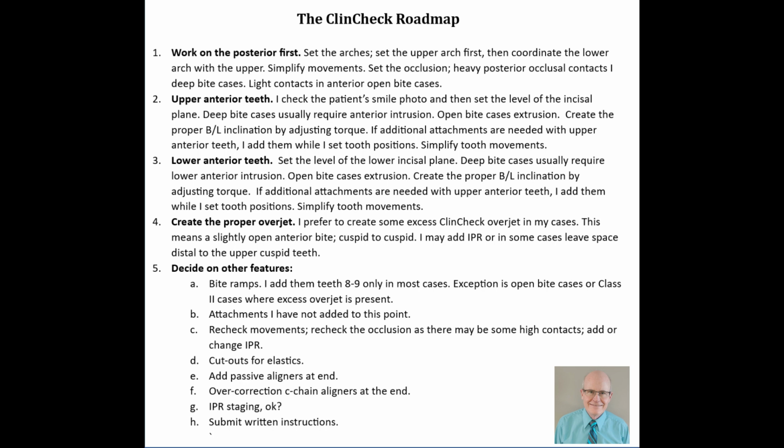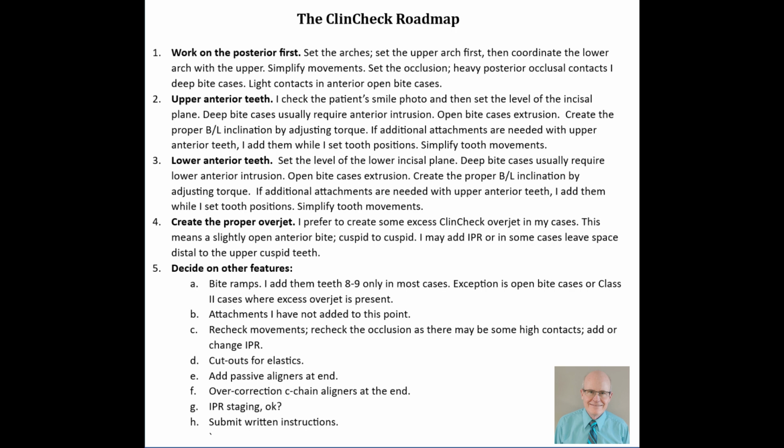So now the anterior teeth are all aligned, the incisal planes are all set, the posterior occlusion and the arches are set and everything. Then I just decide on some other features. So for example, bite ramps. I'll usually add bite ramps with teeth 8 and 9 in most cases. The exception is open bite cases or class 2 cases where the overjet is so excessive that the patient would bite behind the bite ramps.